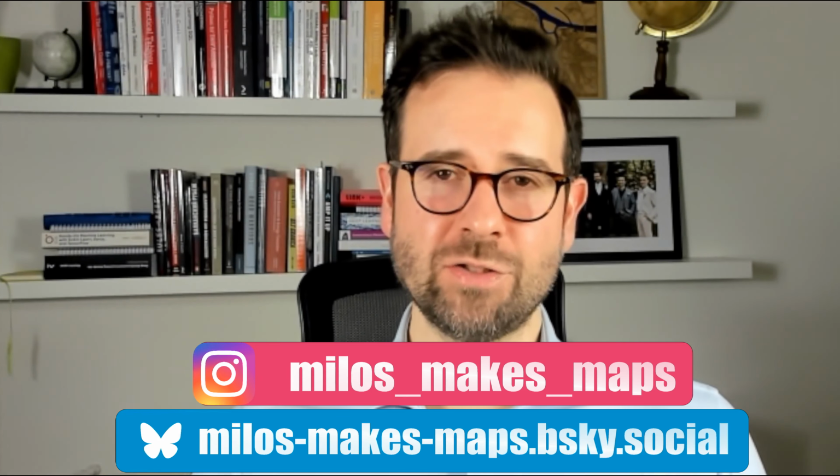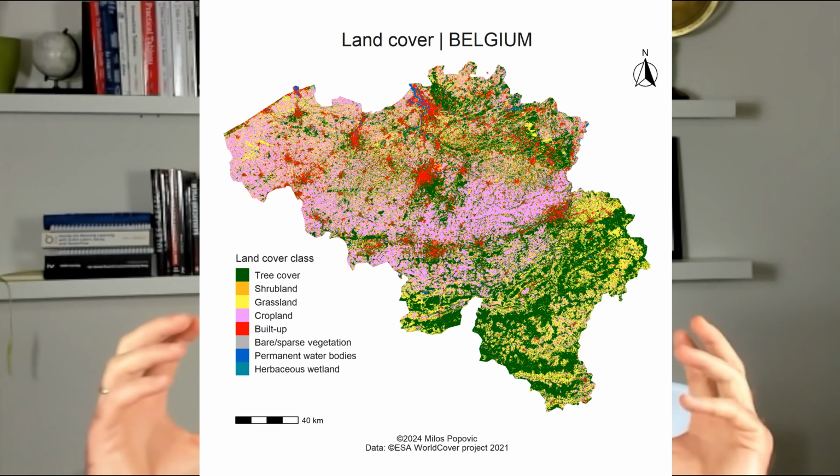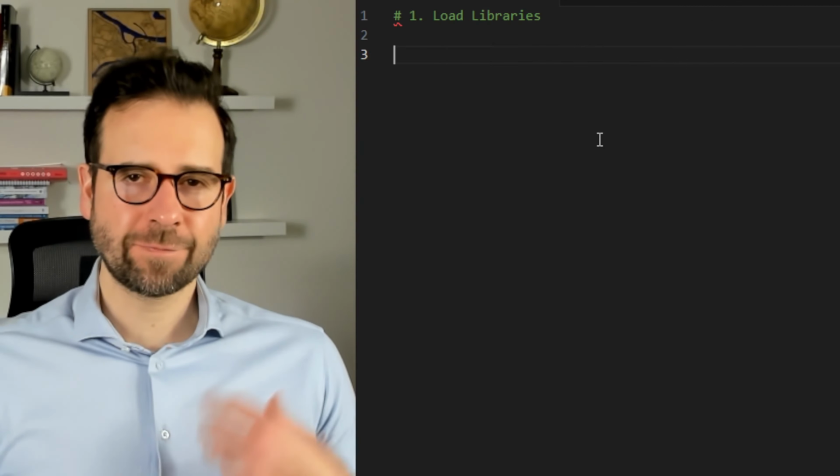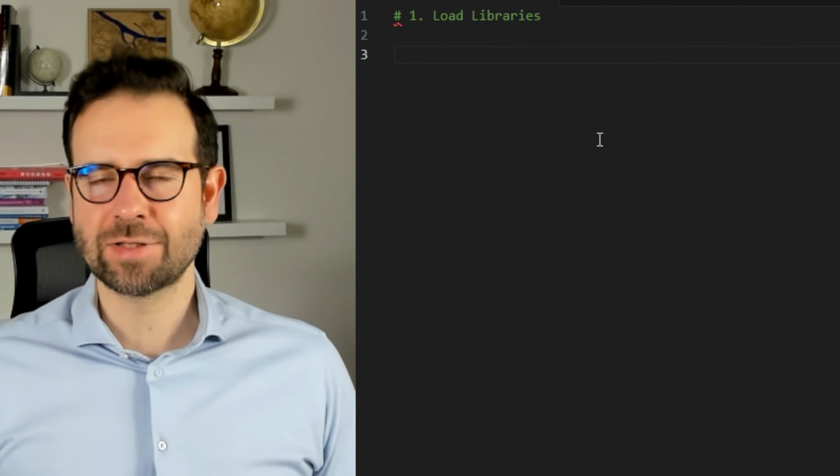My name is Milos, and in today's tutorial I will show you how you can create some awesome 2D and 3D land cover maps using the ESA global land cover datasets. Welcome back to R, where we first of all install and then load the libraries that we need.